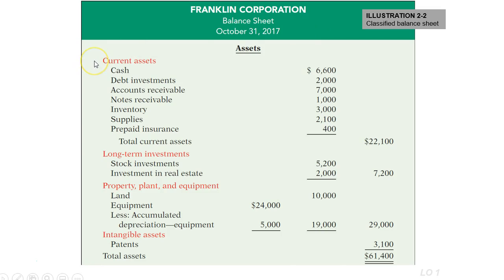So notice we now have the different groups: current assets, long-term investments, what we call PP&E, as well as intangible assets. And for each of those categories, they're going to have their own subtotal shown on the classified balance sheet. And when you add these subtotals all together, it'll give us the total assets on the balance sheet. Let's take a closer look at what it means to be a current asset, long-term investments, property, plant, and equipment, as well as intangible assets.